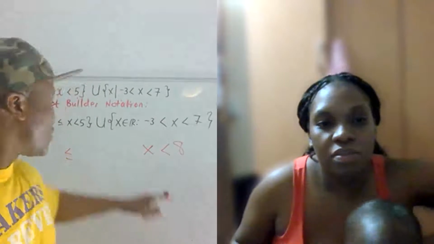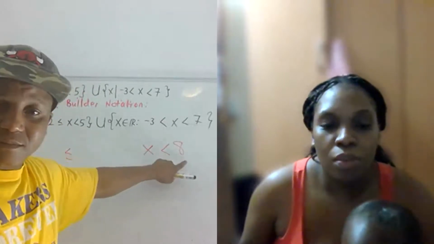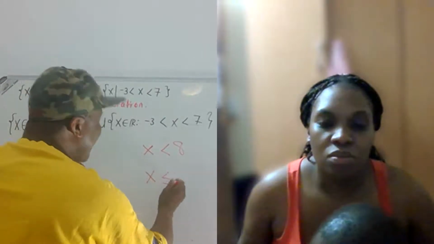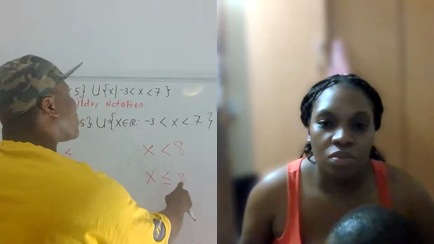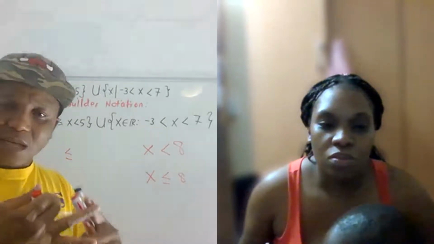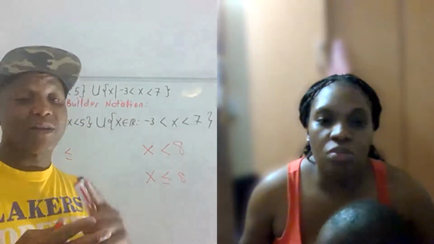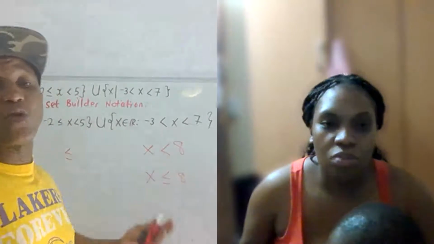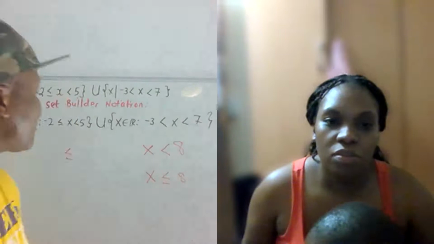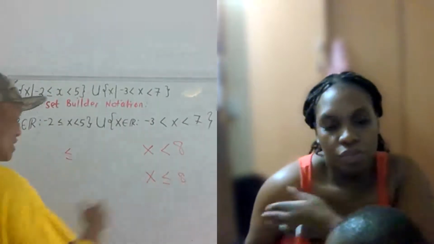This is less. So you say X is less than 8. But when you say X is less or equal, it means the X must also be 8 and less. It could be 8, 7.5, 7, 6, negative, and all the way. We don't know where we're going to start, to negative infinity. Okay, so this means including.